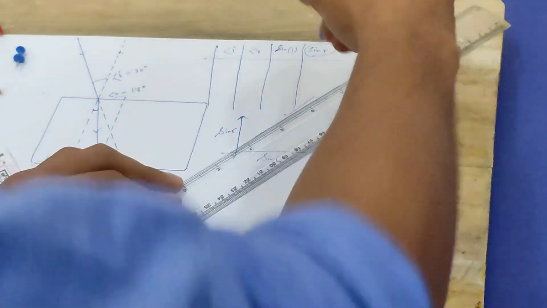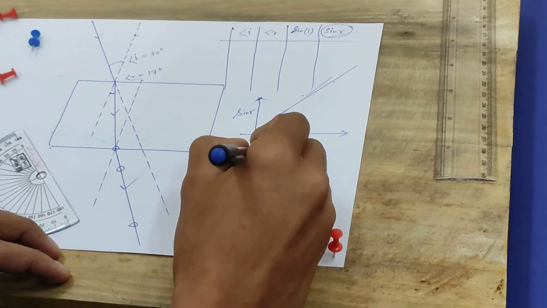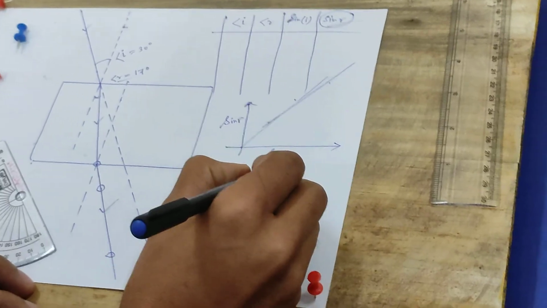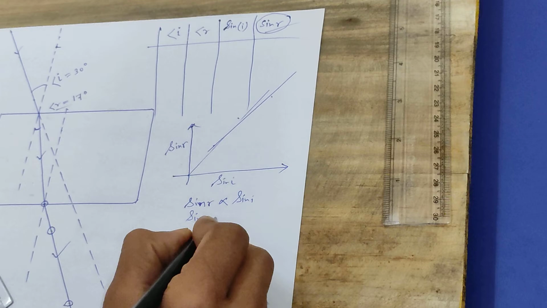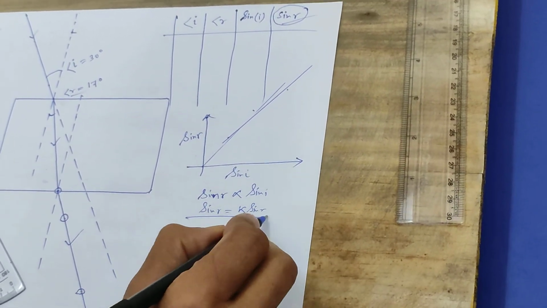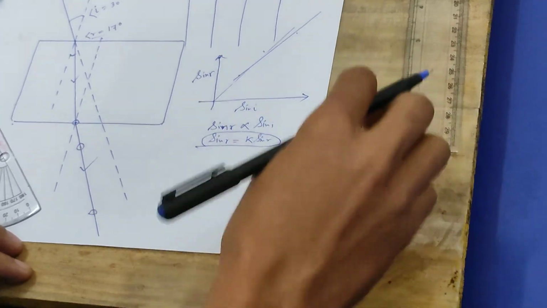Okay, so if it is a straight line, what does it mean? Straight line means sine of r is proportional to sine of i, or sine of r is some kind of constant times sine i. You will get some kind of equation. Okay, so if you get a straight line, that means your Snell's law is verified here.